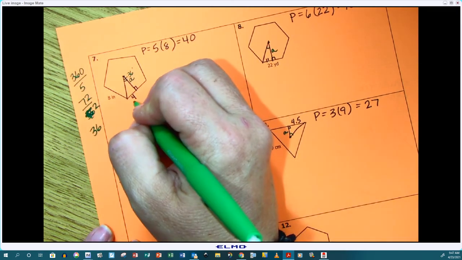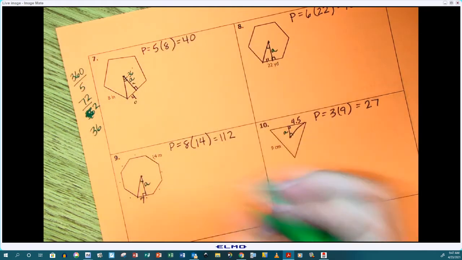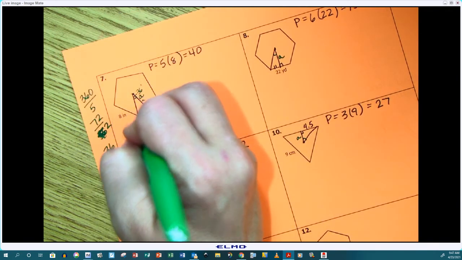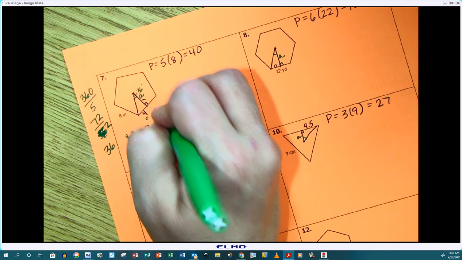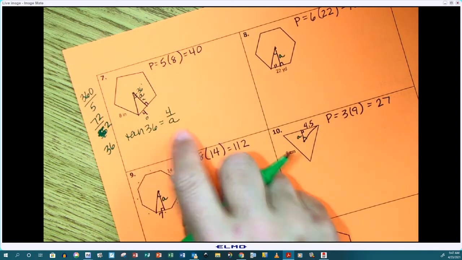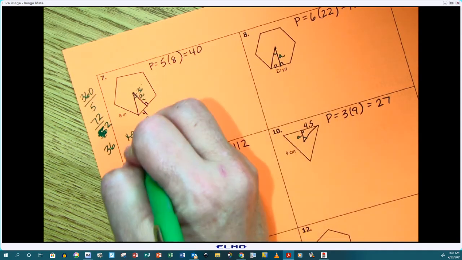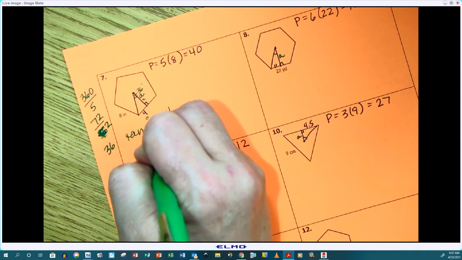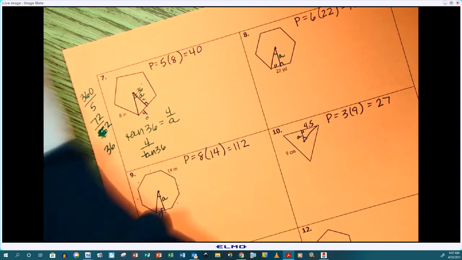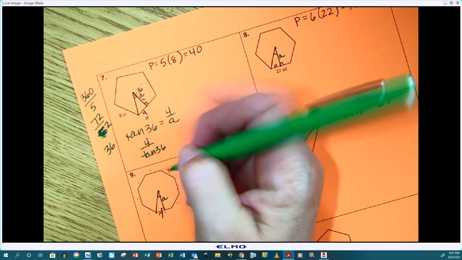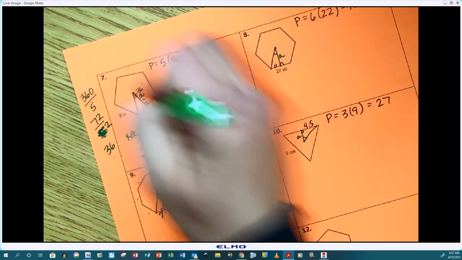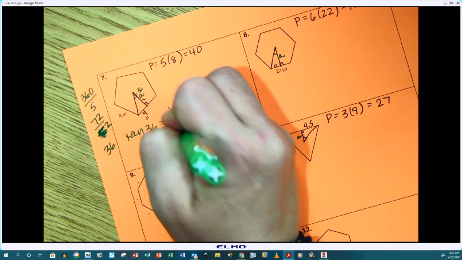So this is opposite and this is adjacent. So the tangent of 36 is opposite over adjacent. When it's in the bottom, we have to divide. So 4 divided by tangent 36. So we get 5.5. So my apothem is 5.5.